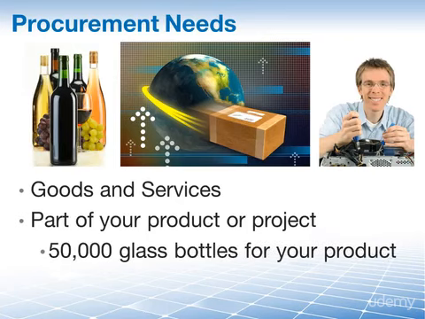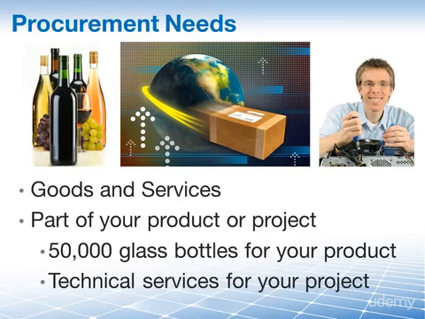As part of your product, for example, you're going to procure 50,000 of these glass bottles so that you can then, towards the end of the project, fill them with that great wine that your project is going to produce. And as part of your project, you're going to procure the services of a technician to set up your computer network so that your software developers can then use that computer network and deliver the product of your project, which would be computer software code.